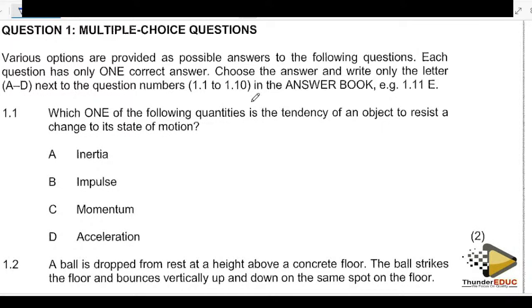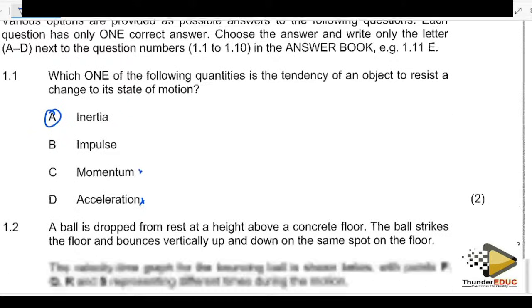Which one of the following quantities is the tendency of an object to resist a change to its state of motion? Is it inertia, impulse, momentum, or acceleration? So we know that acceleration cannot apply, because acceleration is the rate of change of velocity. Momentum is the product of mass and velocity. Impulse is something else. So the correct option would be A, which is inertia, the tendency of an object to resist motion, from Newton's first law.